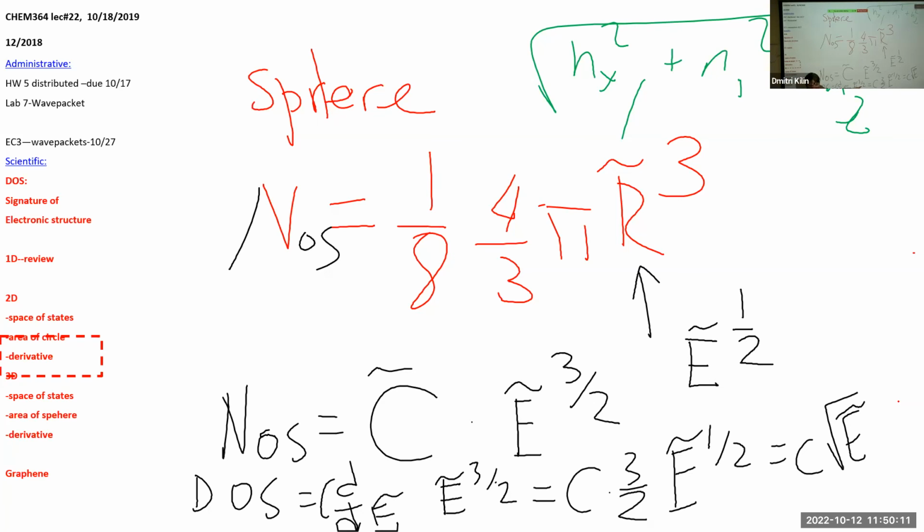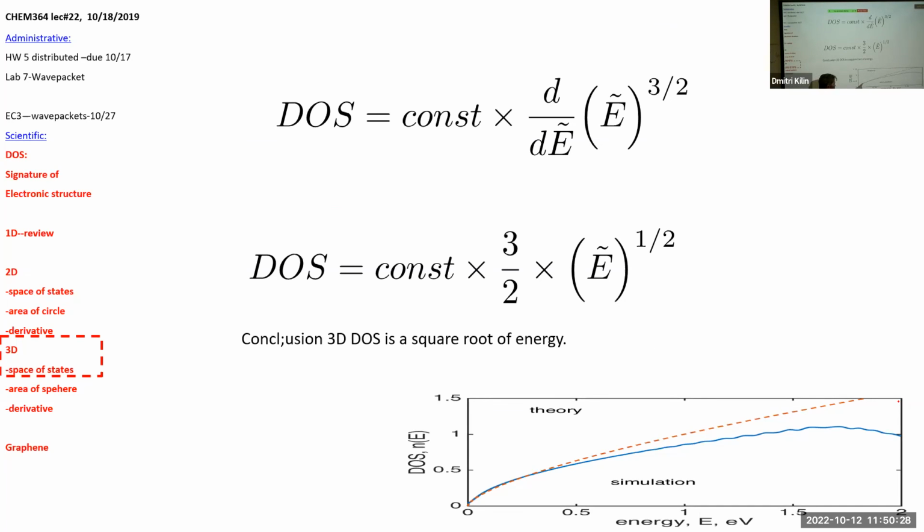By taking the derivative, the power of the polynomial decreases by 1. So 3/2 minus 1 is 1/2. So square root of energy. So the density of states for a three-dimensional box is energy to the power 1/2, square root, right? And this is how it should look at the end.